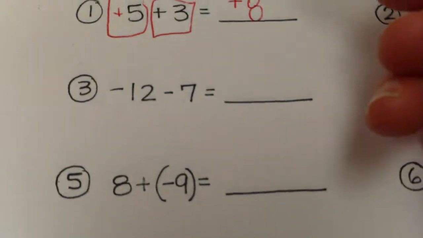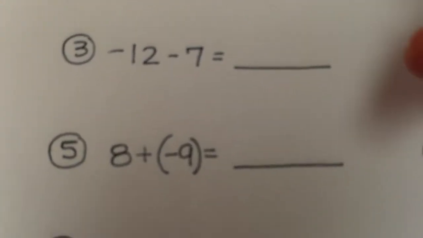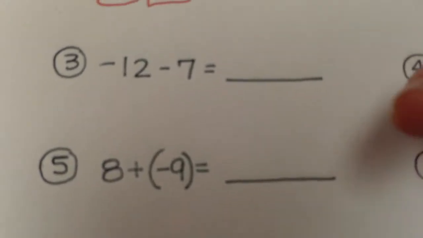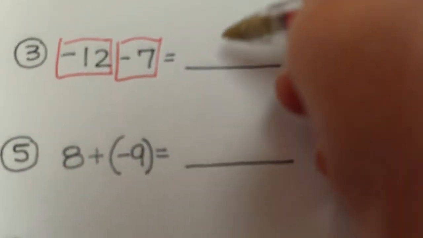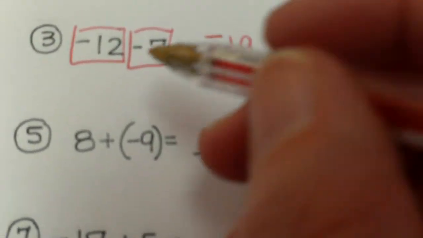Number 3, okay, so I don't have to move the camera back and forth so much, we're going to go down instead of across. So number 3, no double negatives. Boxing, signs are the same, signs add. 19, bringing over our negative sign.